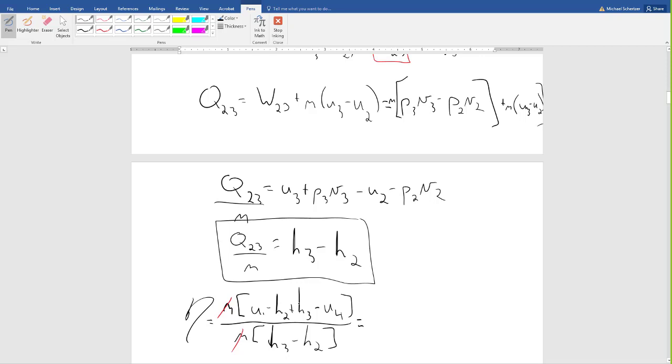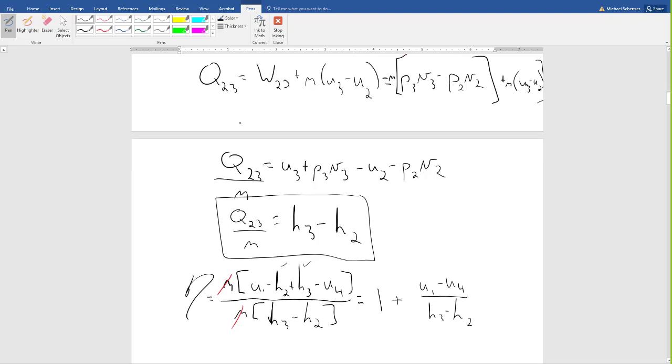I could do this also as, right? So this is H3 minus H4. So I can make this also 1, right? Because there's a H3 and a minus H2 over here. So I can make it 1 plus U1 minus U4 over H3 minus H2, if I wanted to. It's the same thing, right?